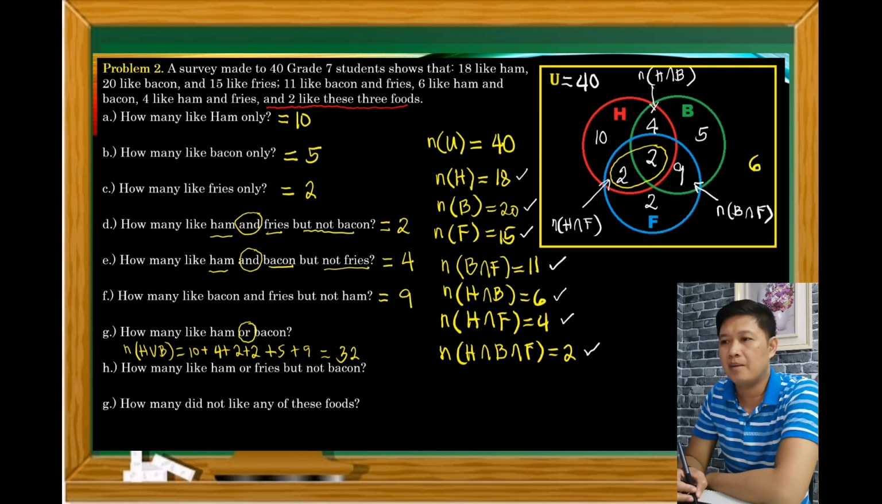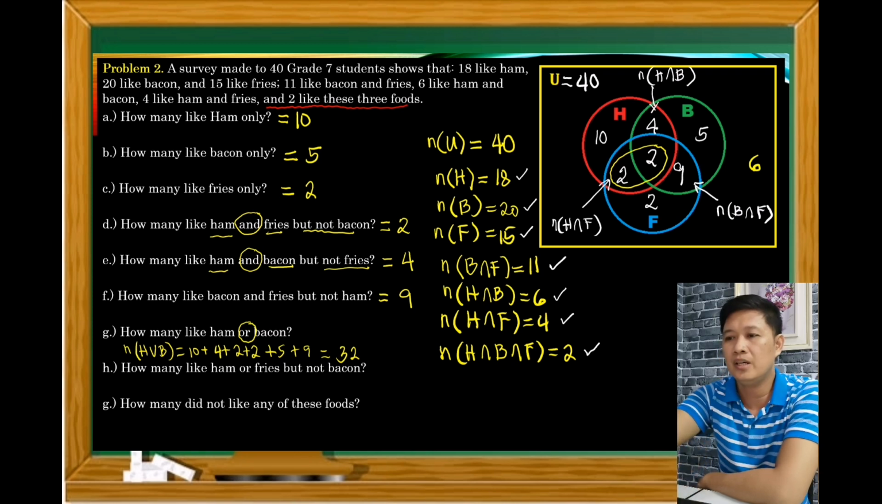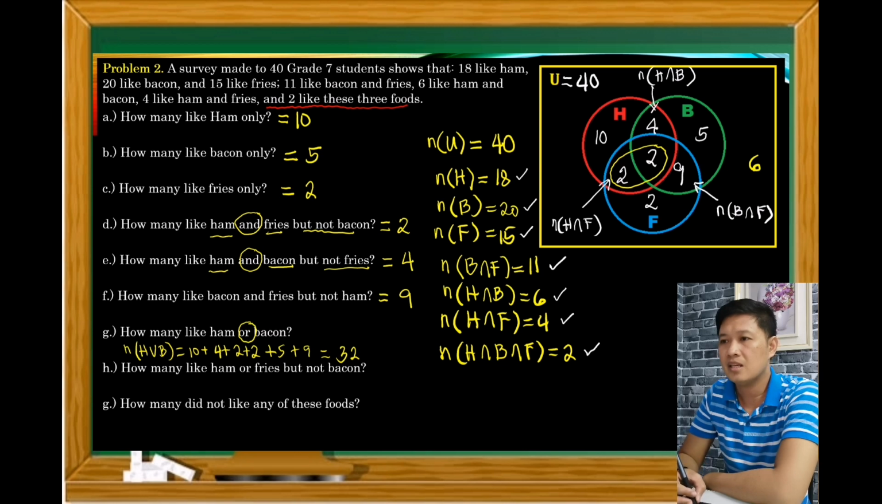Next, how many like ham or fries but not bacon? Ito na naman. Or na naman. Or, again, that's for the union. Okay? Now, union daw ng ham at fries pero hindi kasama ang bacon. So, i-disregard natin yung mga nandun din sa loob ng circle for bacon. So, we only have 10 plus 2 plus 2. Kasi yan lang yung union ng ham at fries na hindi kasama si bacon. So, ilan lahat yan? Correct. So, we have 14.